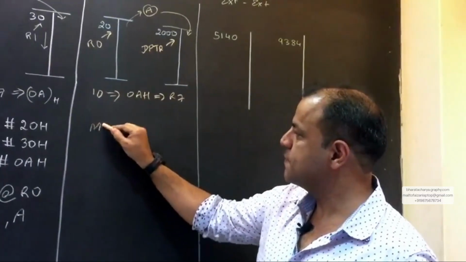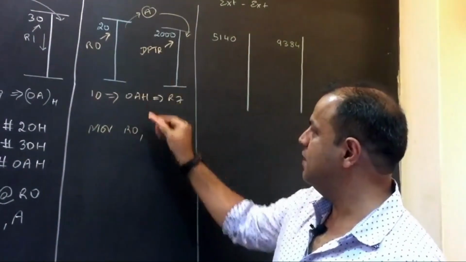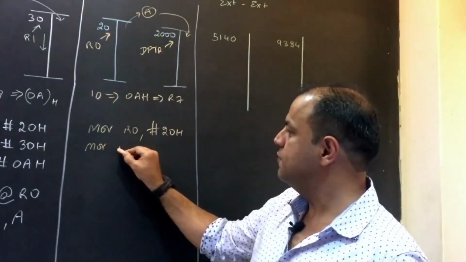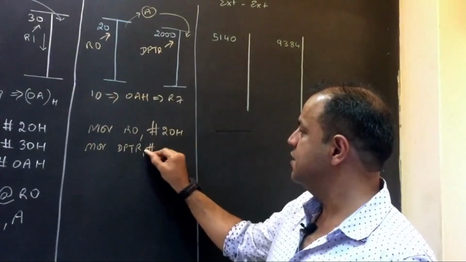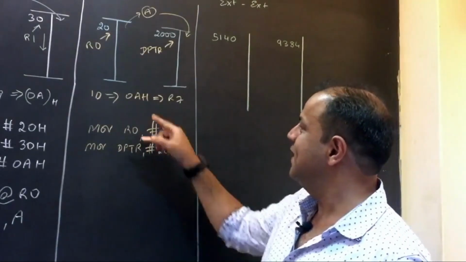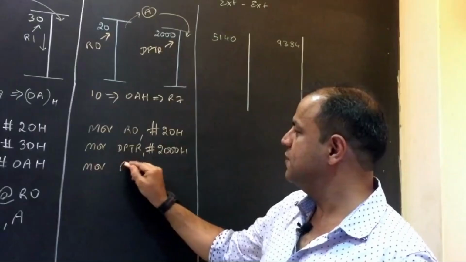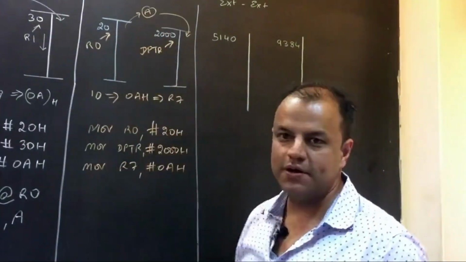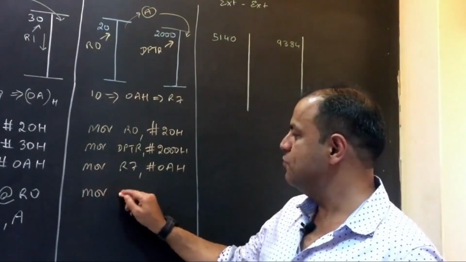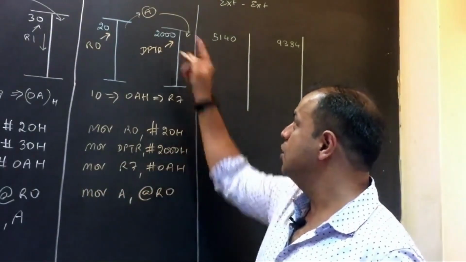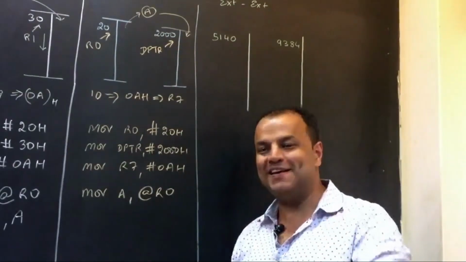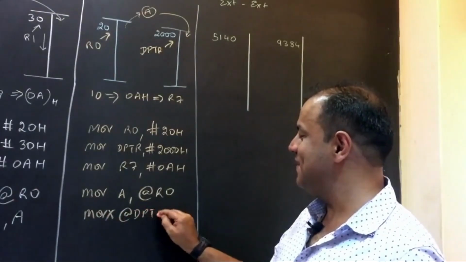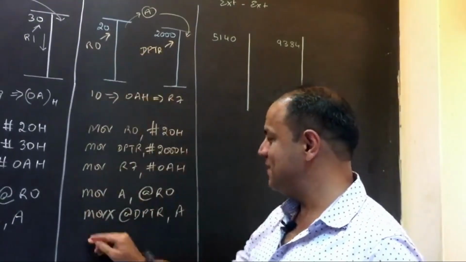Initialize R0. MOV R0, #20H. Good. Initialize DPTR. MOV DPTR, #2000H. Initialize R7. MOV R7, #0AH. Now take the data pointed by R0 into A. MOV A, @R0. Store it at the location pointed by DPTR in the external RAM. MOVX @DPTR, A. Increment the addresses.